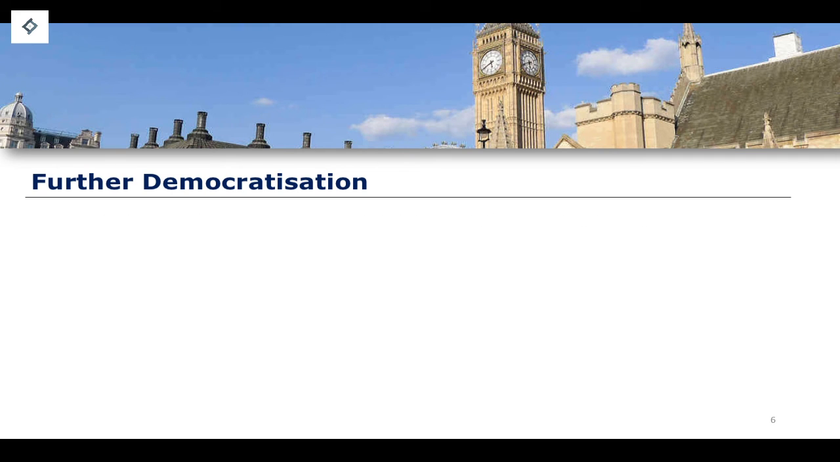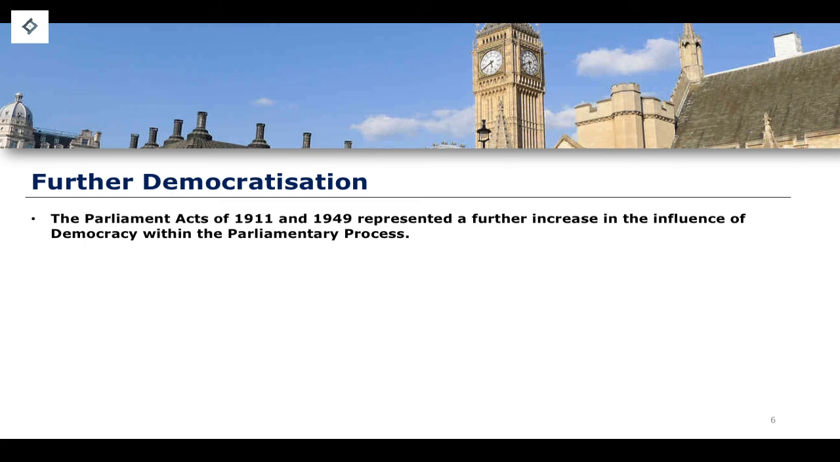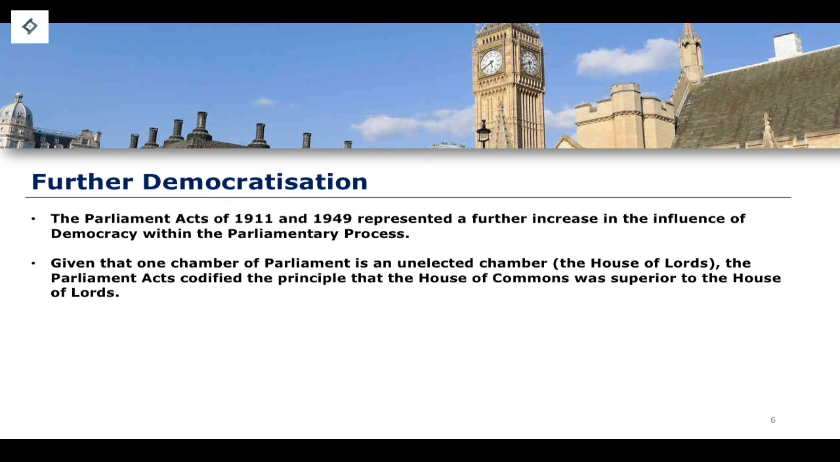We're going to take another jump. We're going to go from the 17th century to the early 20th century, where we see further democratization take place during this period. This is influenced, significantly, by the Parliament Act of 1911 and the Parliament Act of 1949. These both represented a further increase in the influence of democracy, specifically within the internal workings of the parliamentary process.